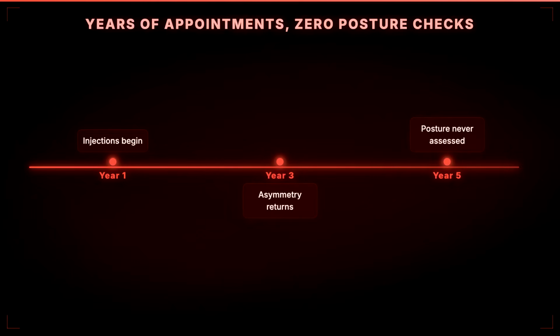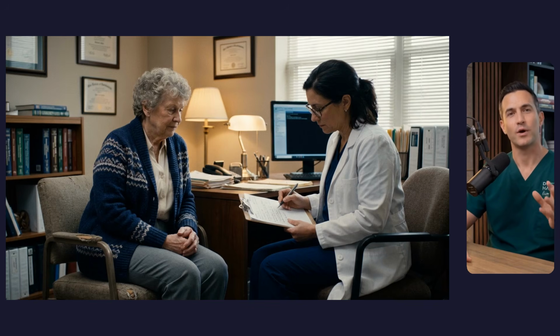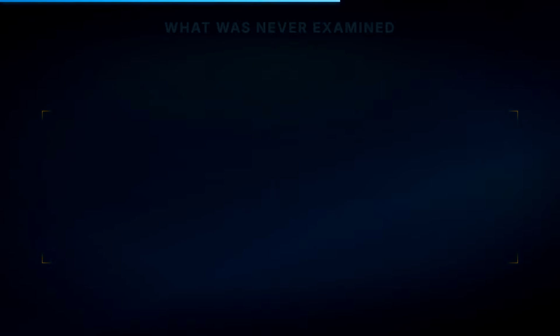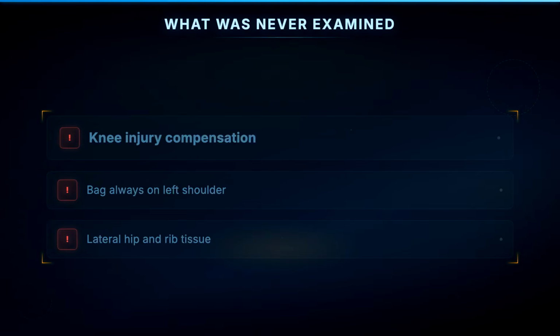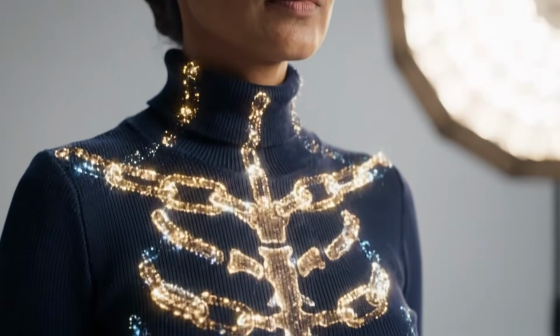Nobody involved in her treatment, not once, across years of careful appointments, ever asked about her posture. Never noted that she habitually sat with her left hip braced slightly higher than the right, a compensation that had developed after a left knee injury in her mid-40s and never fully resolved. Never observed that she carried her bag exclusively on the left shoulder. Never assessed the tissue along her left outer hip and ribcage. The interventions were targeting the face, which was showing the effect. The cause was in the body, which was never examined.